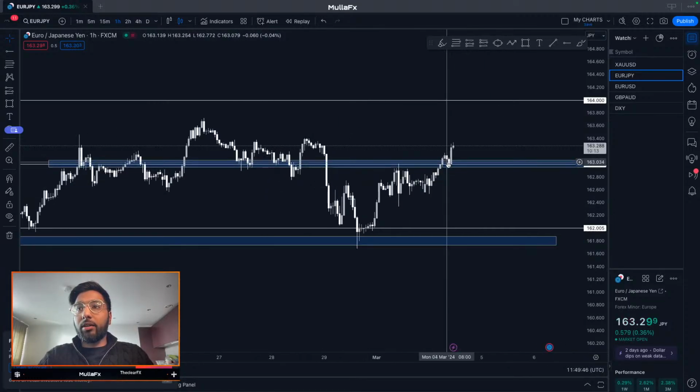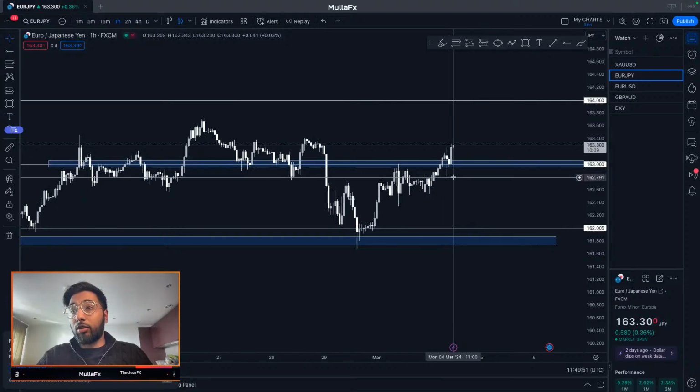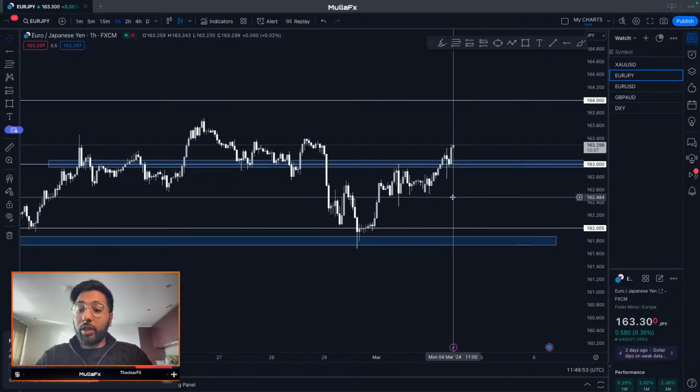We also had a break, retest, even a liquidity grab for anyone that tried to do buys. So if you bought in this wick, really good trade.